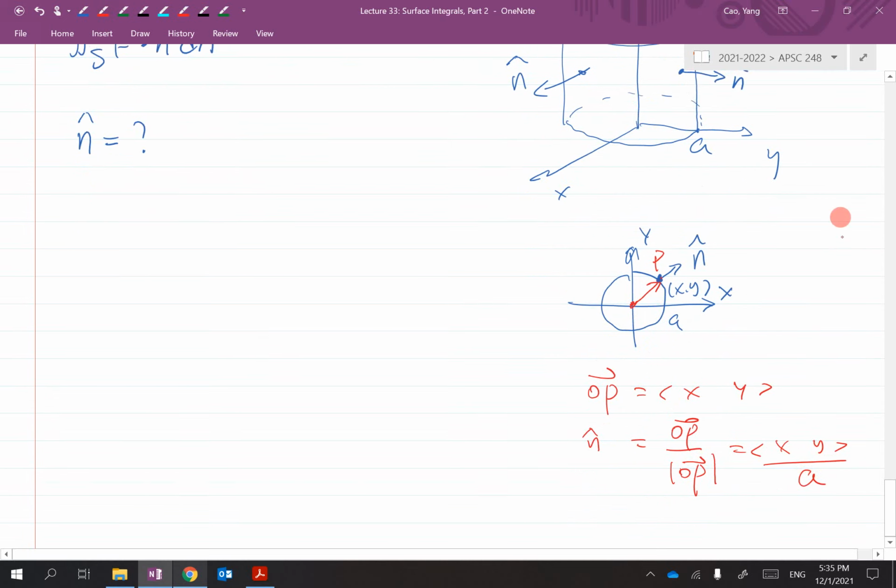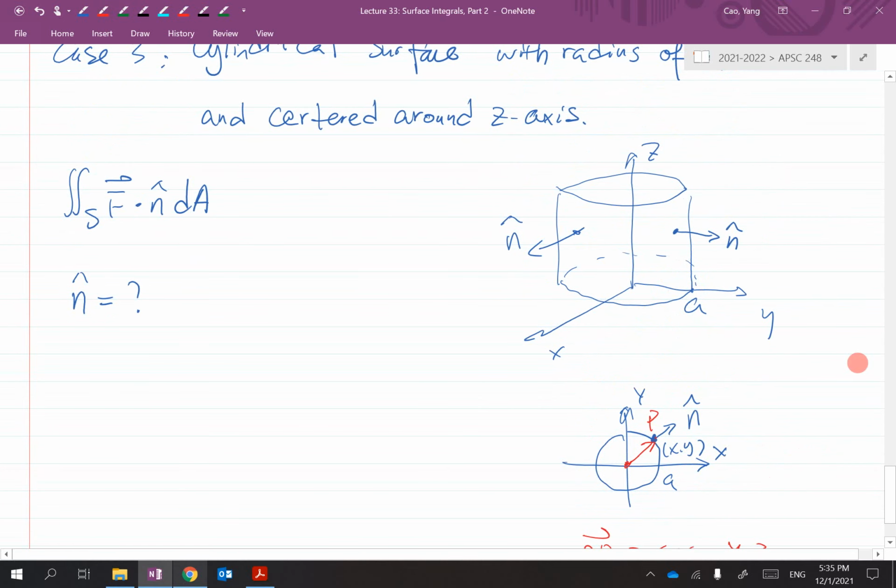Now back to the cylinder, right? What I just solved is how to find a vector pointing perpendicular to the bottom edge. But if I pick a point right here, suppose that this point is at a height of z, what do you think the n hat would be? This n hat.